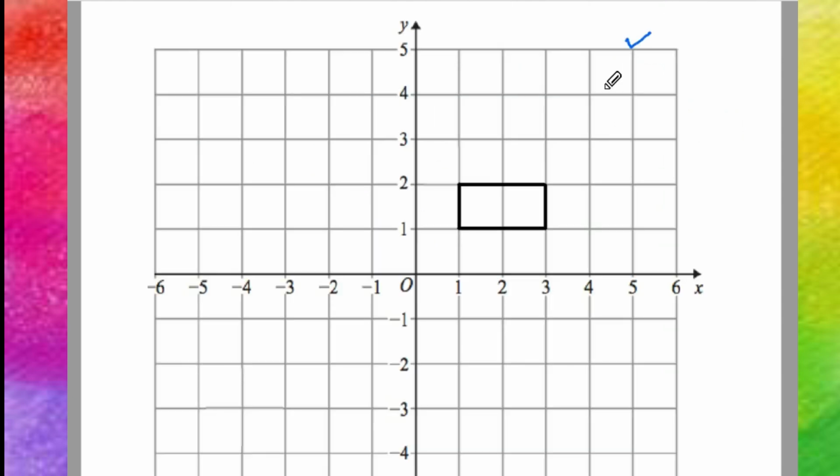Alright, look at this question. You have to do it yourself. Your scale factor is equal to negative 1 by 2. Okay, and try to solve it yourself.